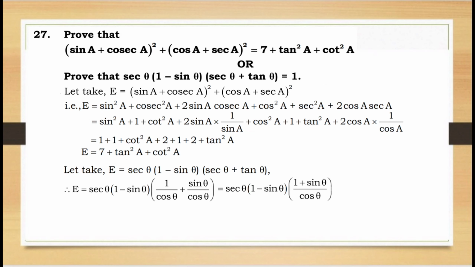That is equals to, so we can write secant theta also as 1 by cos theta, and 1 minus sin theta into 1 plus sin theta is 1 minus sin square theta. Therefore, E equals 1 minus sin square theta by cos square theta, which equals cos square theta by cos square theta, which equals 1. Therefore, E equals 1. Hence, proved. This is the answer for this question.